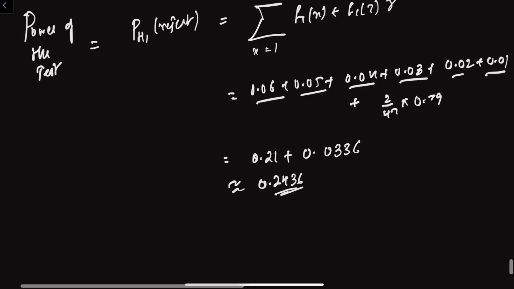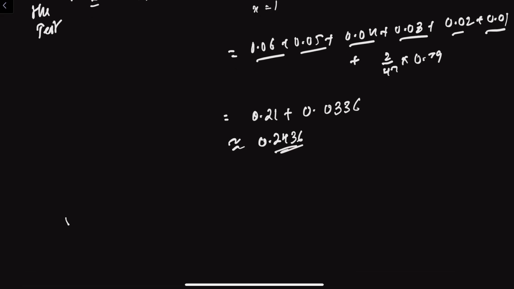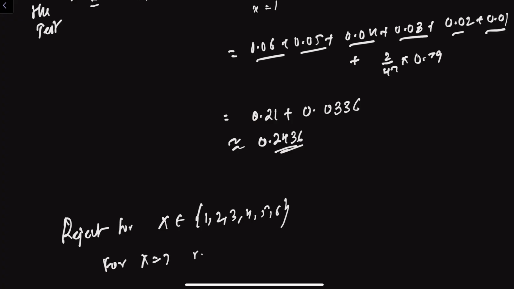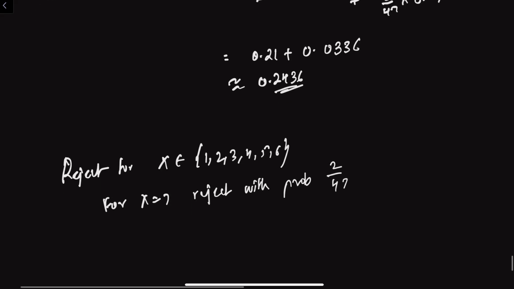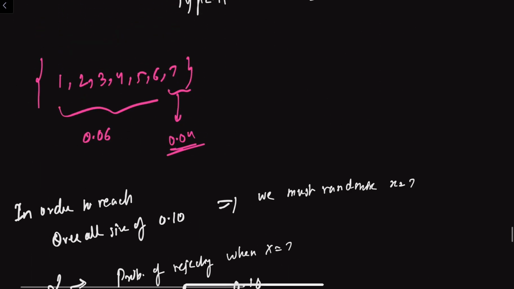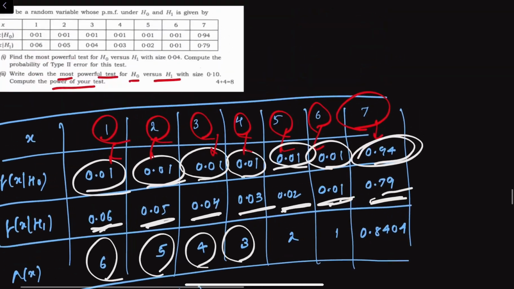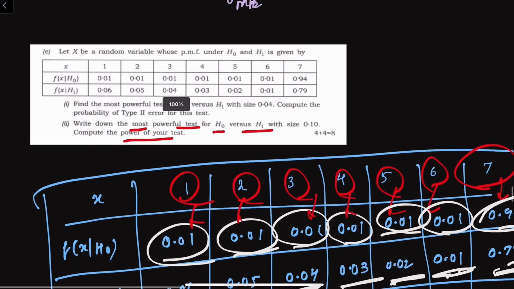So that is approximately 0.2436. Therefore the test here is to reject for x belonging to 1, 2, 3, 4, 5, 6, and for x equal to 7, we reject with probability 2 by 47, and the power of the test is approximately 0.2436. So that's it for this video. We'll meet in the next video.